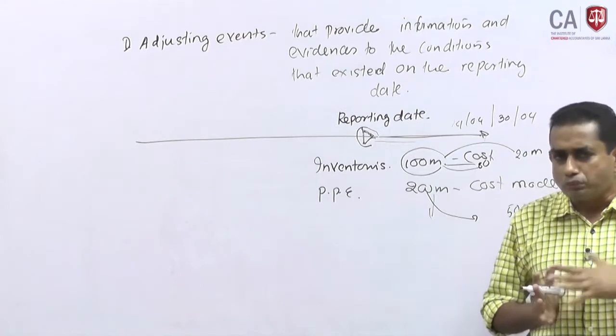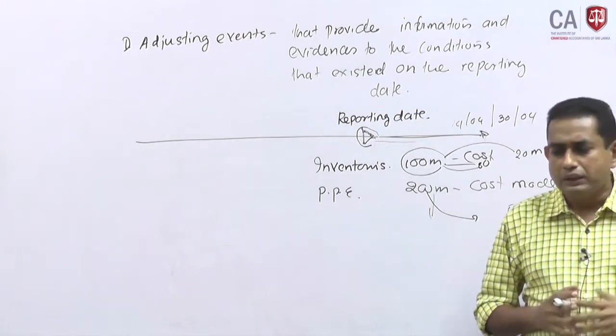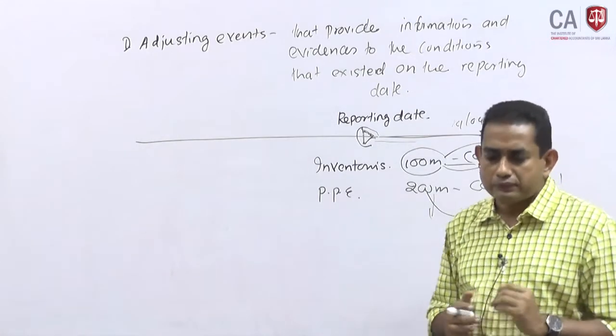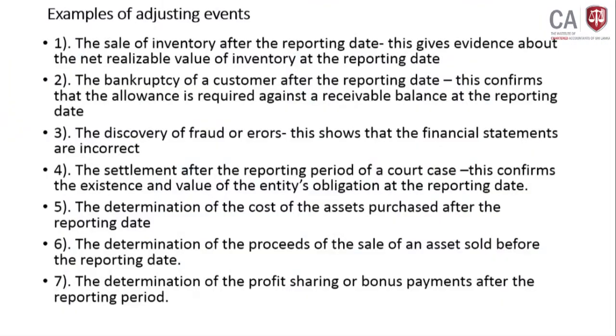And we have a lot more examples, and let us see some more interesting examples of adjusting and non-adjusting events. Now, in my presentation, I have given you a couple of examples of adjusting events, and let me go through them one by one. It is not just going through, I will explain one by one. Some of the examples I have already explained, and let me explain the others which I have not yet explained.